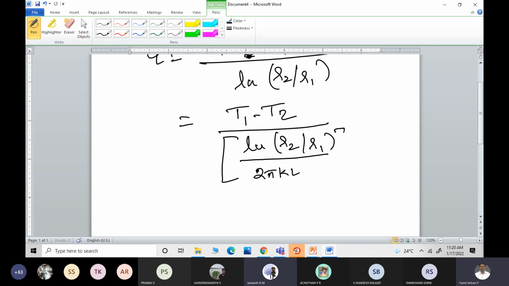This is nothing but the resistance offered by the surface or the metal due to the thermal conductivity: natural log of R2 by R1 divided by 2 pi KL. Is it fine? Yes, sir. This is equal to del T divided by R thermal resistance, sorry, R conductive.